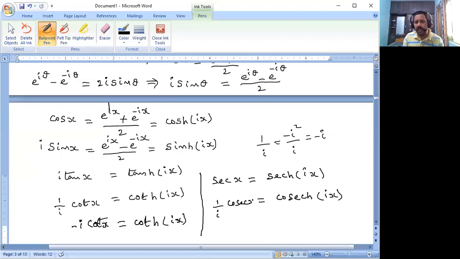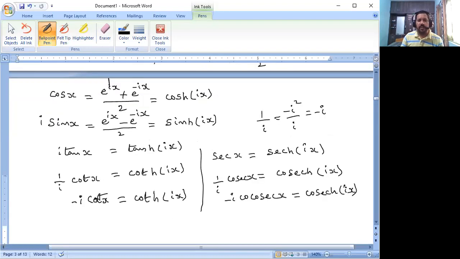So that 1 by i value is minus i. Minus i cosecant x is equal to cosecant h of ix. Now here we can learn some more formulas.